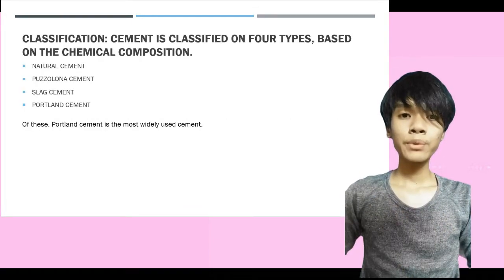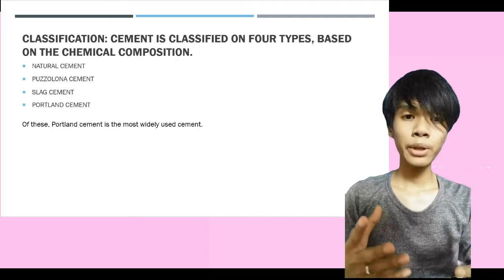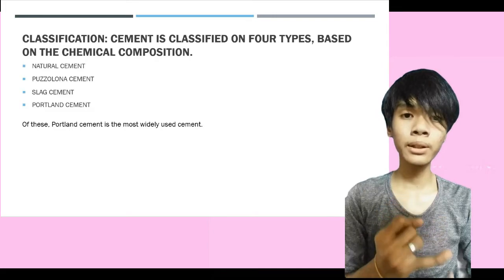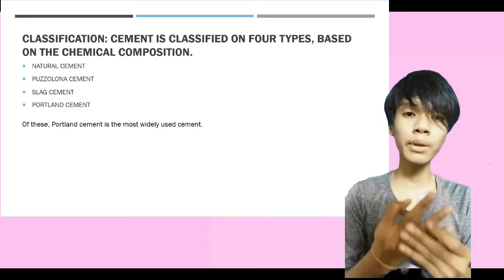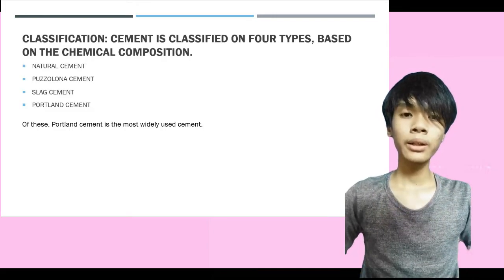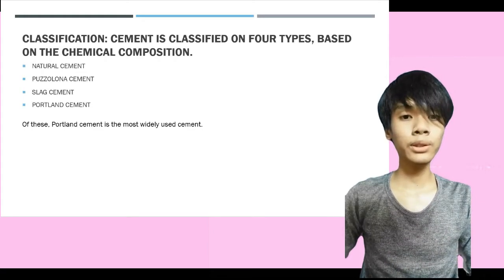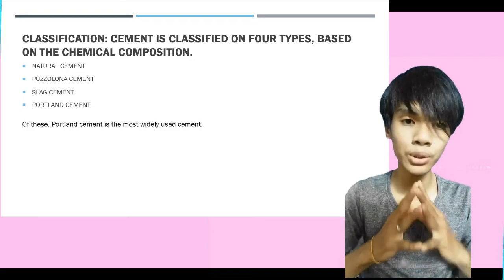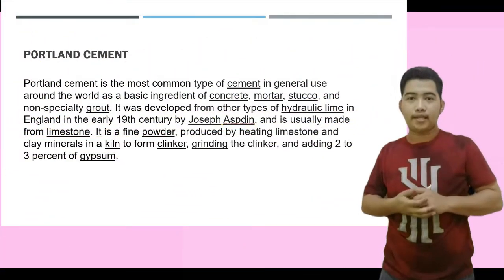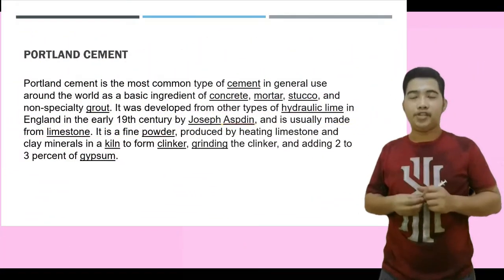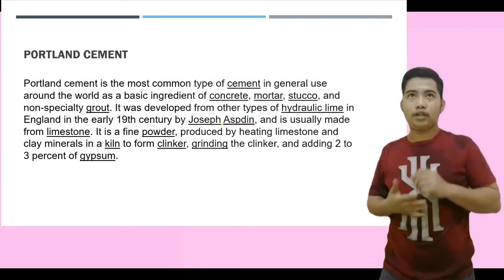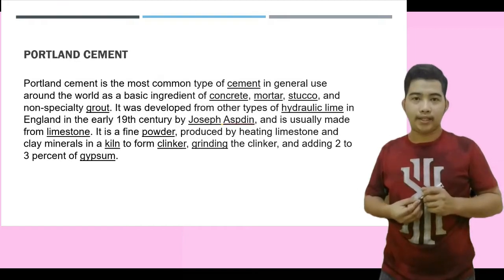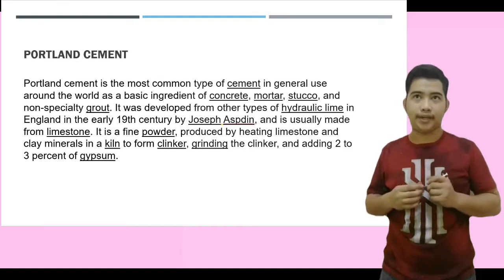There are 4 types of cement classified based on their chemical composition. These are natural cement, pozzolana cement, slag cement, and Portland cement. In our topic, we will be focusing on Portland cement since this is the most widely used non-metallic material in construction. Portland cement is the basic ingredient of concrete. Concrete is formed when Portland cement creates a paste with water that binds with sand and rock to harden.